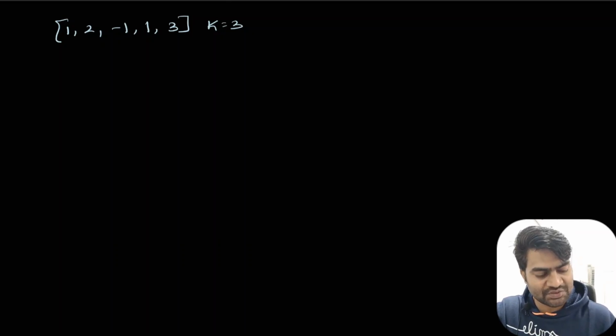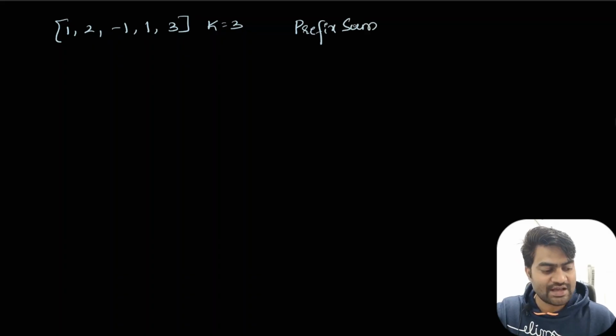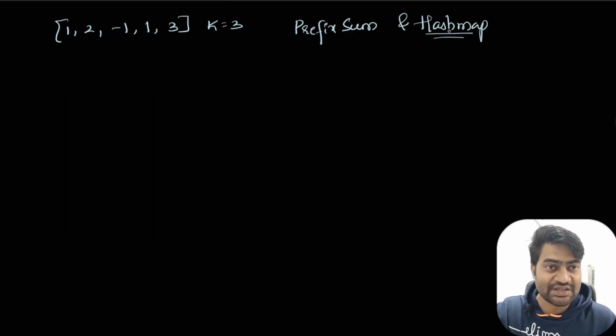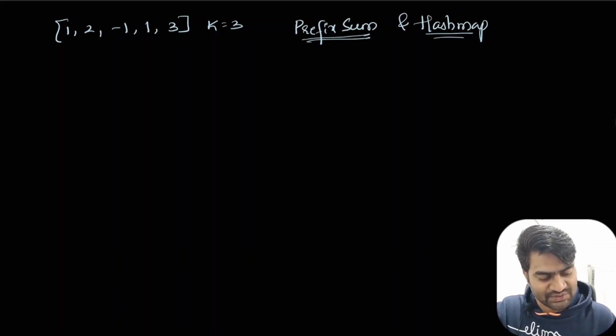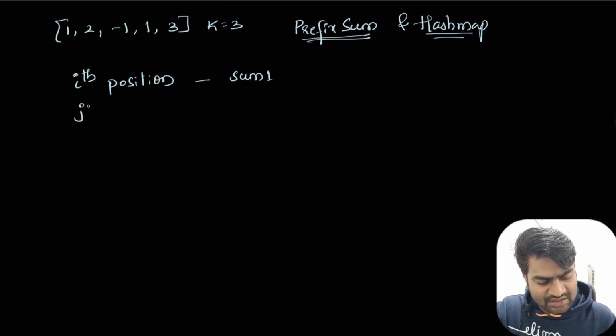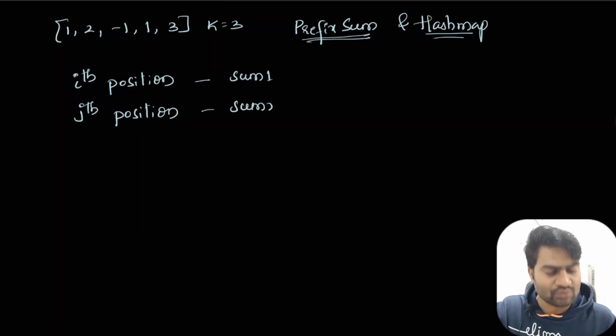The most optimal solution uses the concept of prefix sum and hash map. Hash map is not a concept as such, but we use hash map together with the prefix sum concept. One thing I'm trying to say here is, for example, at any ith index or ith position, assume we have sum equal to sum1. Next, consider the jth position, where our sum will be sum2.